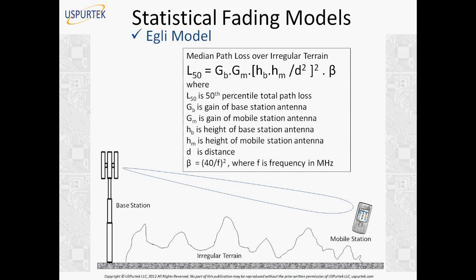Although for a very rough estimate, it's very good. If you're starting out and setting up your macro cells in some greenfield area where nothing was there before, this could be a good model to start with. It gives you a good estimate of, okay, this will be my estimated path loss in this region. And then you can refine your model after that using more advanced models.